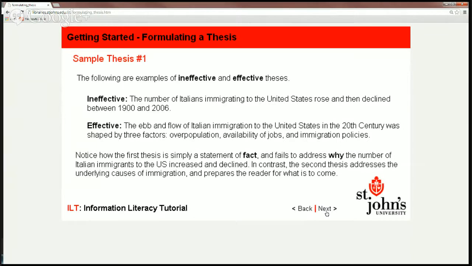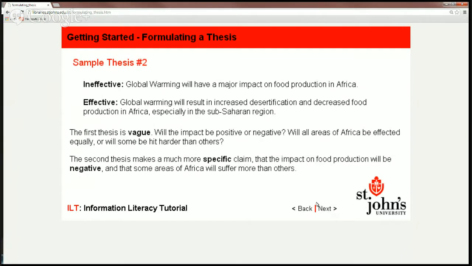Okay, so like I said, the first one is a statement of fact and fails to address why the number of Italian immigrants has increased. Okay, so you should try and answer your essay questions in kind of 1 or 2 sentences, actually answer the question, and that is kind of what your thesis statement is. Let's look at another example.